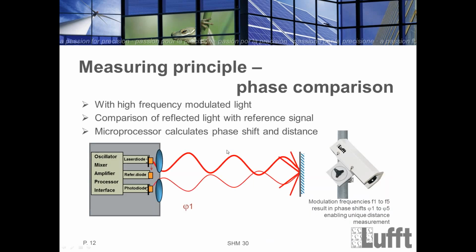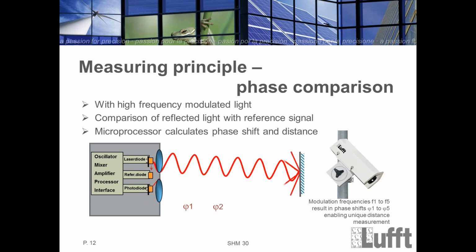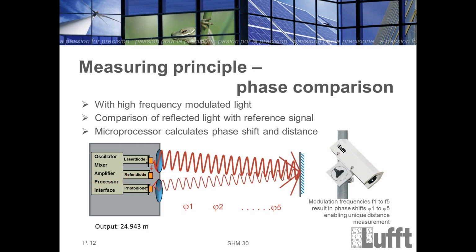About the measuring principle. As I said, we use a laser, so it's basically modulated high-frequency light. How is it measured? How do we get the result? Basically it's a time comparison, how long the signal travels. It's important that when you start, you have an offset, and the sensor always compares to this offset. The microprocessor calculates the phase shift and the distance.